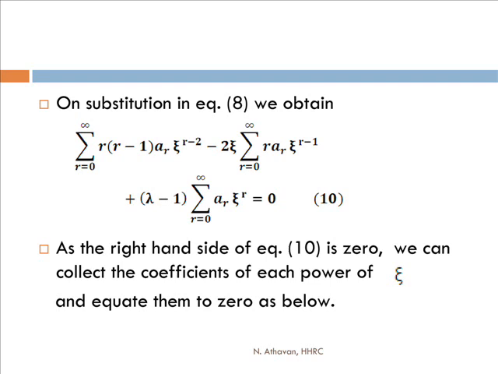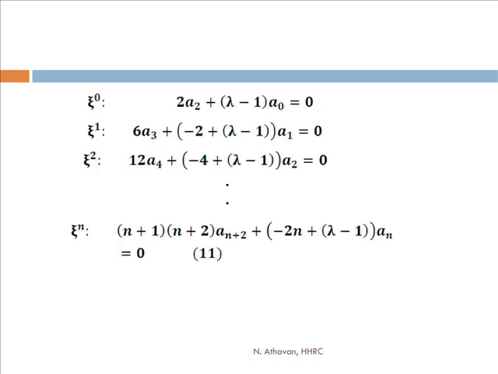As the right hand side of this equation is 0, one can collect the coefficients of each power of xi and equate them to 0 as below. For that, we have to put r is equal to 2 in the first and r is equal to 1 in the second term and r is equal to 0 in the third term for equating the powers of xi power 0.